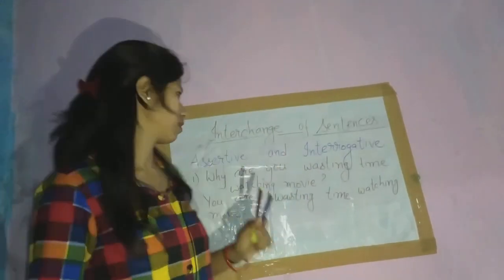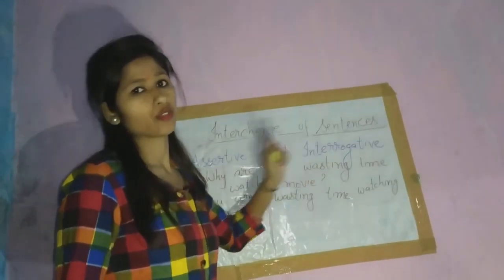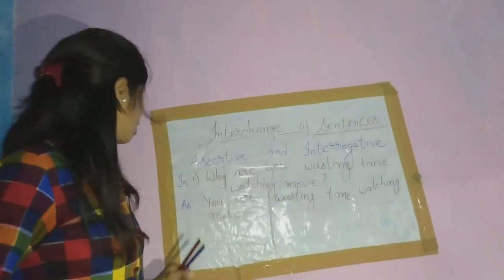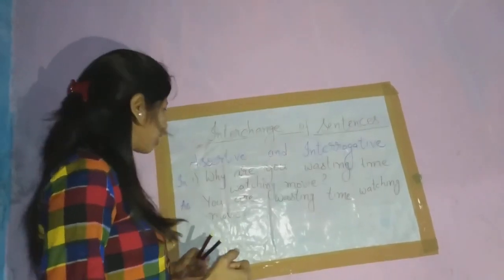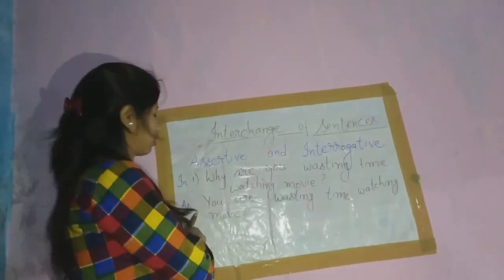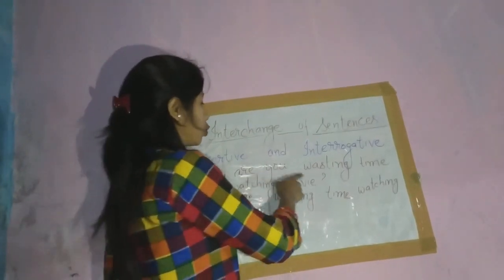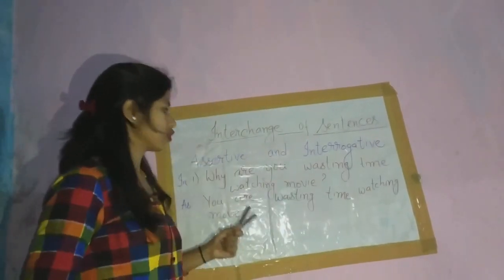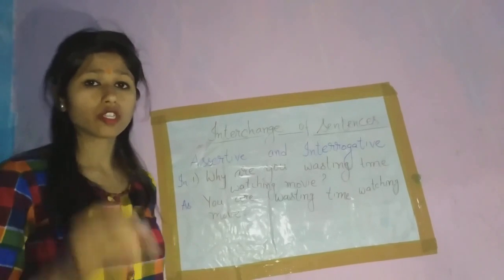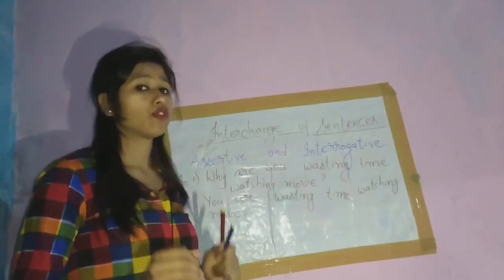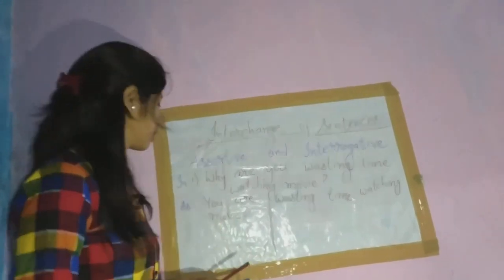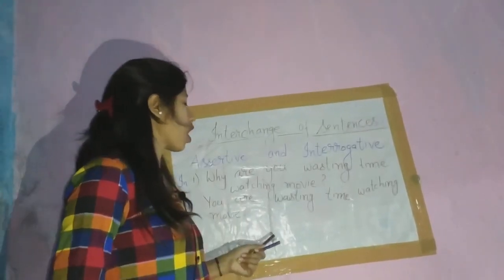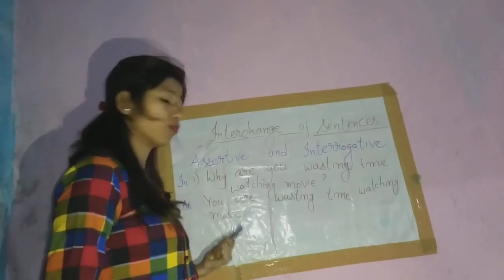Next example of interchange of sentences is assertive and interrogative sentences. The first one is an example of an interrogative sentence and we will change it to an assertive sentence. Why are you wasting time watching movies? This is an interrogative sentence. If we have to change this to an assertive sentence without changing its meaning, it will be you are wasting time watching movies.